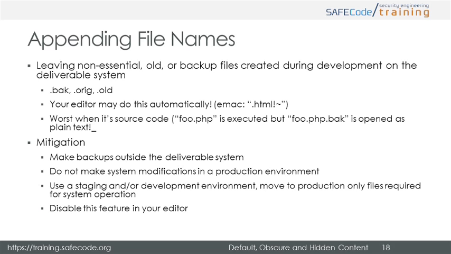Leaving non-essential, old, and/or backup files on a system is a prime example of creating DOE content. Often these files may appear with .back or .orig or .old appended to their names. On occasion, the development environment may do this automatically, like Emacs adding .html tilde. In the worst case, appending file names will make plain text source code files obvious and available. For example, .php files render in a text editor as opposed to executing.